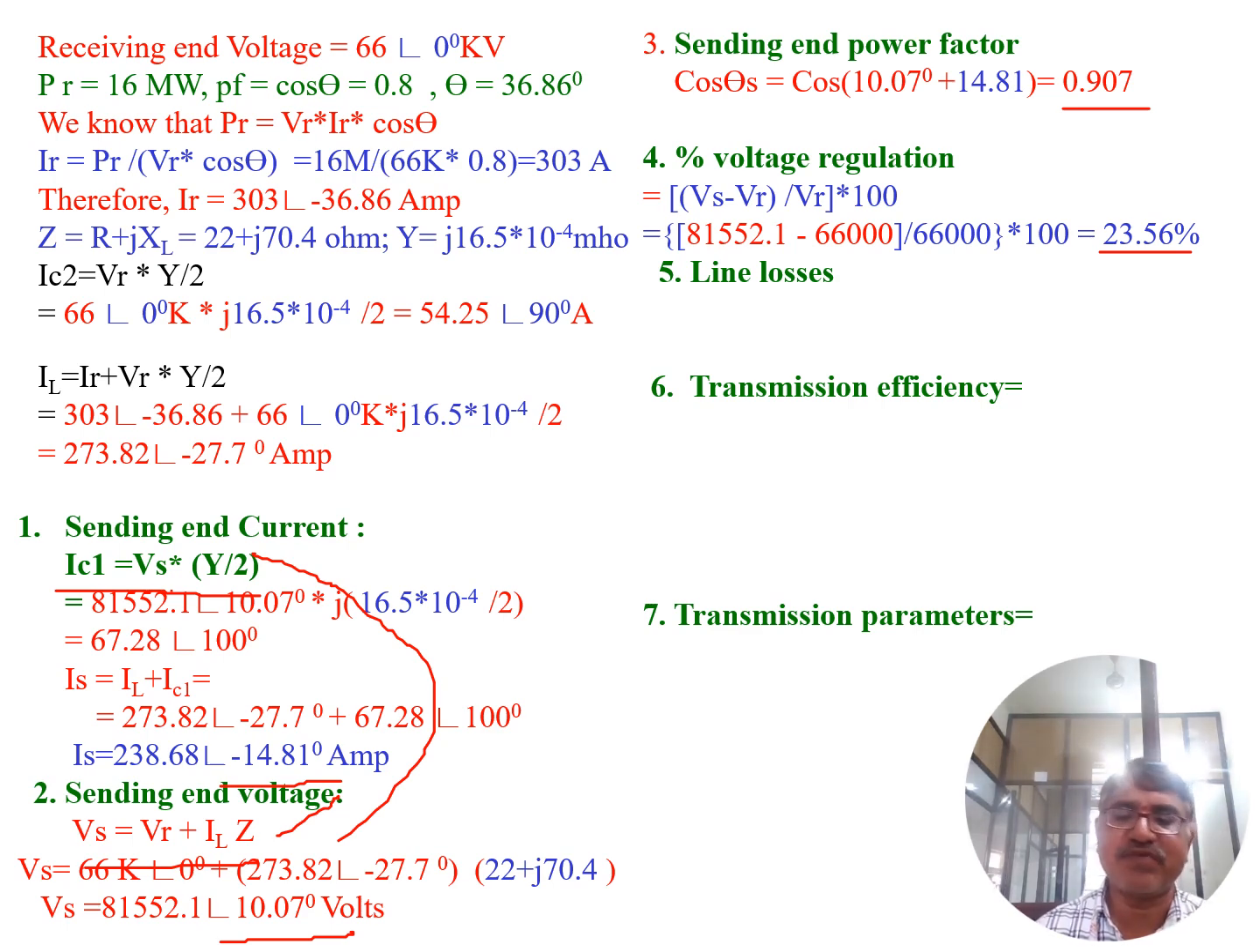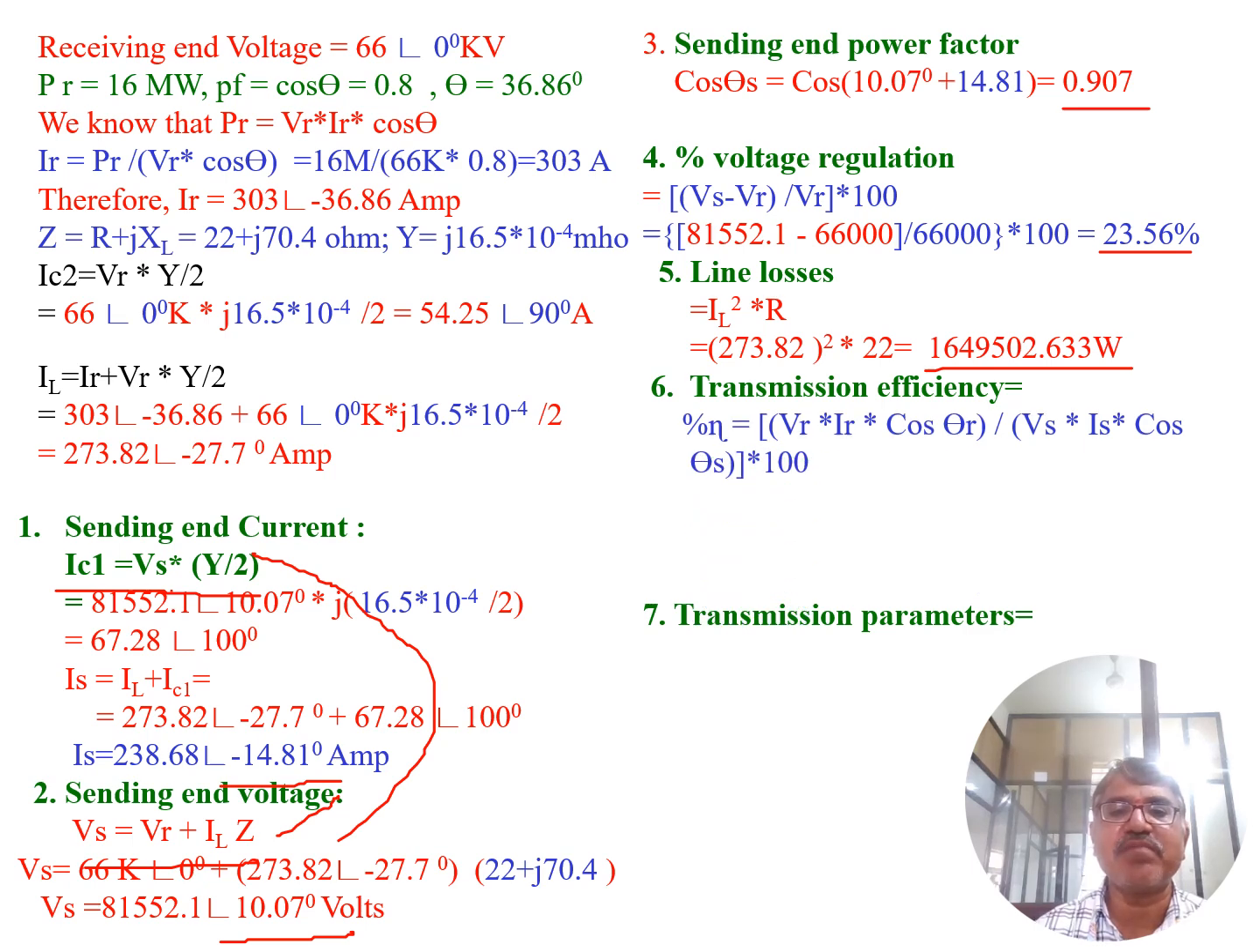What are the line losses? The current flowing in the resistor, which is IL, is flowing through the resistance. So the power loss formula is the current through the resistance squared into the resistance value, that is, power loss in the transmission line is equal to IL squared into R, because the current flowing in the resistor is IL. Substitute the IL value in this formula, and this is the total power loss in the transmission line.